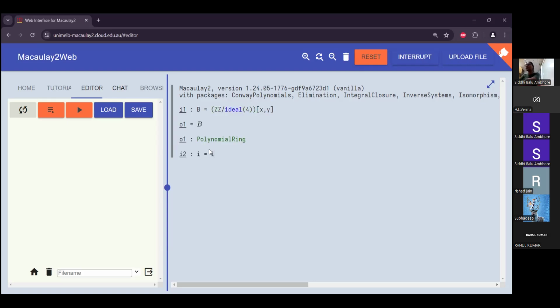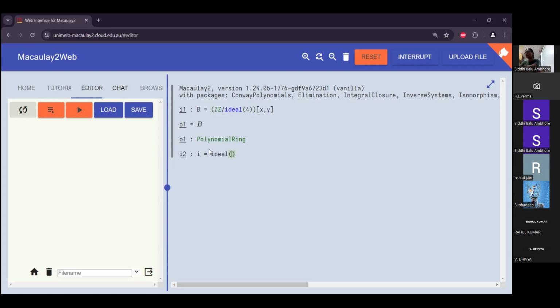And now I define this ideal I as ideal y minus x square, right? So just write ideal and it will create an ideal in the defined ring B. You will see it is an ideal in B, generated by y minus x square. So it already considered it as an ideal in B. And then we define this A to be B quotiented by this ideal I in B.